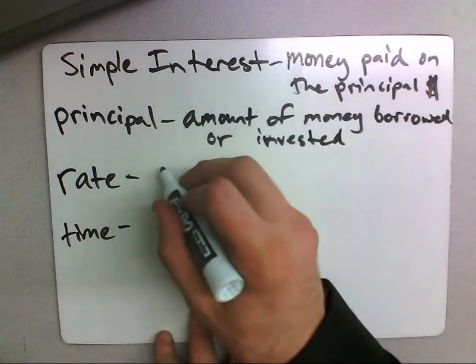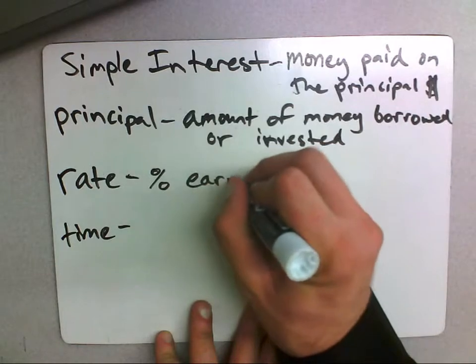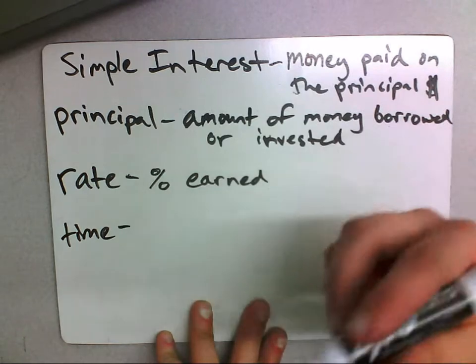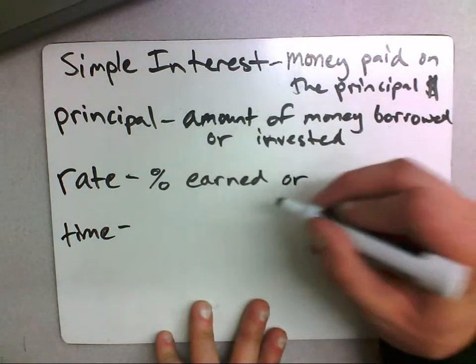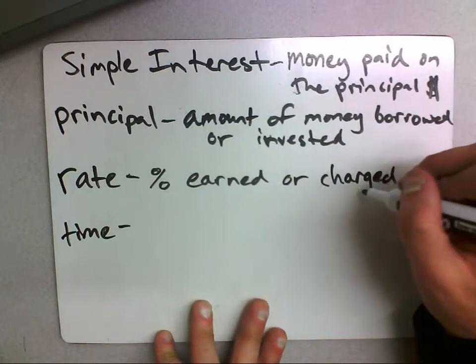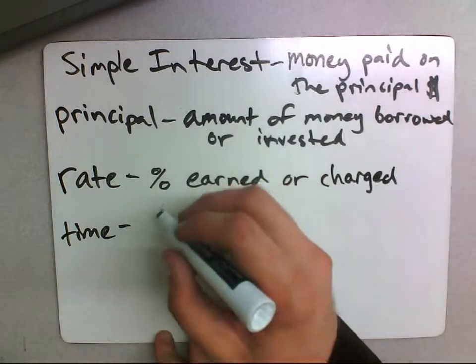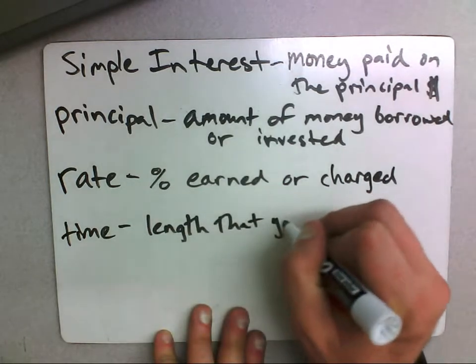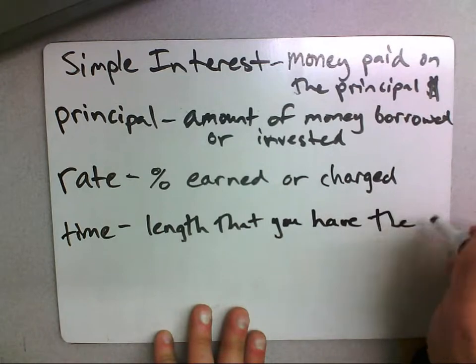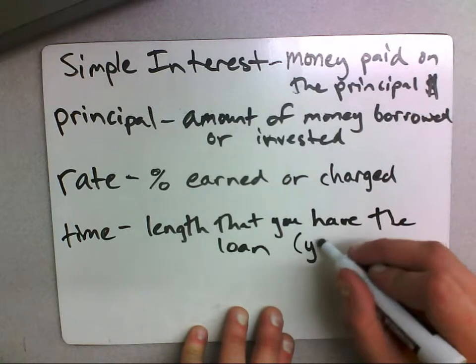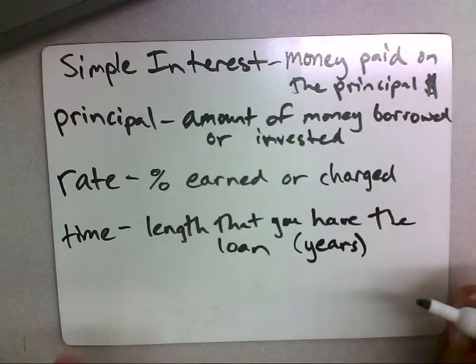Your rate is going to be the percent earned. Again, earned if you invested in something or have a bank account and they add money to your account, or your percent charged. Those would be for those of us who have student loans. And time is going to be the length that you have the loan. And this is always going to be described in years. Always, always, always described in years.